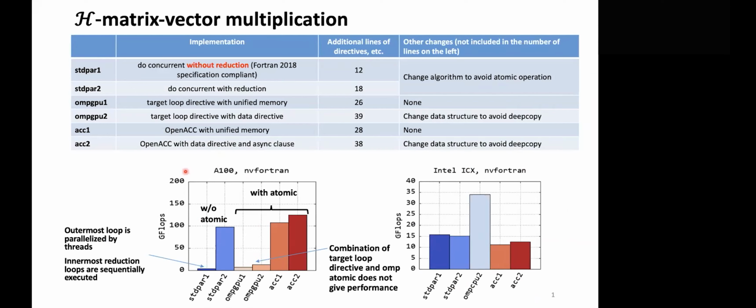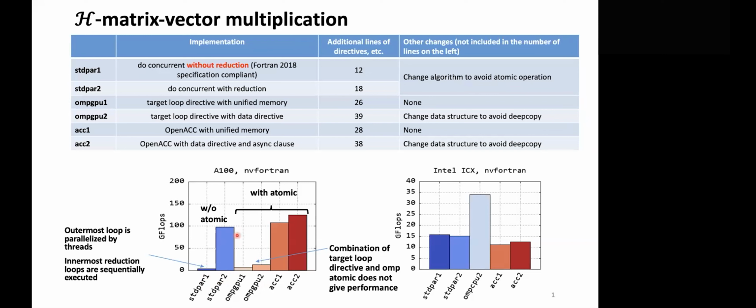As before, the left side shows the result of A100 and the right side shows the result of Ice Lake. The implementations in the table above are almost the same, but the STD do concurrent version has changed the algorithm, and this is not counted in the number of lines. In the leftmost STD par 1, since the innermost loop that should be parallelized is a reduction, only the outermost loop is parallelized by do concurrent, and the reduction loop is executed sequentially. Therefore, it is very slow.